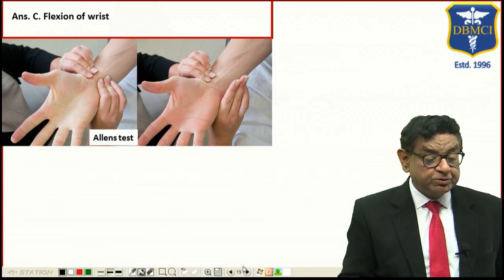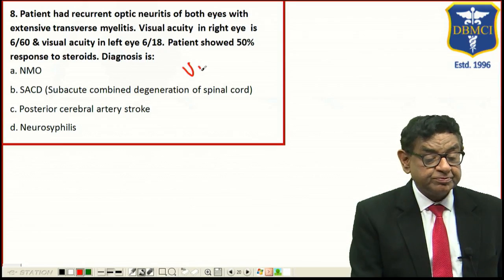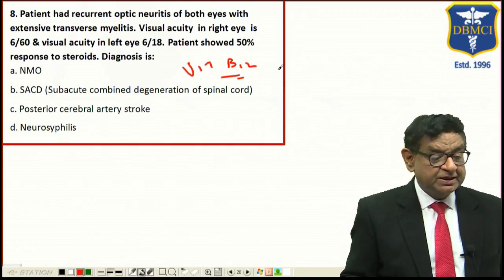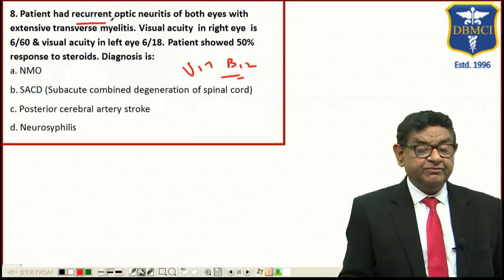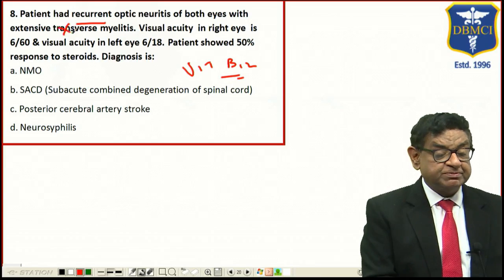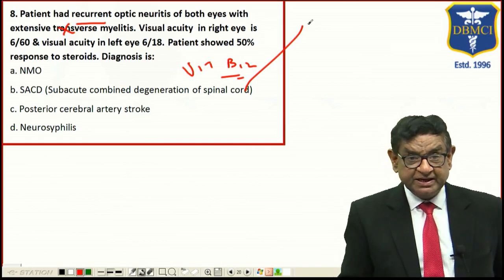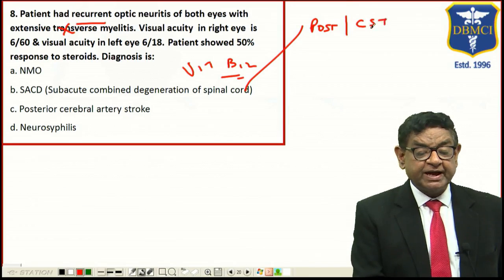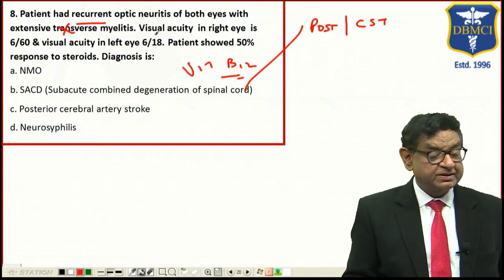Can it be subacute combined degeneration, which typically occurs in vitamin B12 deficiency? In vitamin B12 deficiency also, the patient can have optic neuritis, but it is never recurrent. Our patient has recurrent optic neuritis. And number 2, in vitamin B12 deficiency, there is subacute combined degeneration, which does not lead to transverse myelitis. So this is not the answer. Because in subacute combined degeneration, there is involvement of the posterior column and of the corticospinal tract. And in our case, complete transverse myelitis is there, so this cannot be the feature.